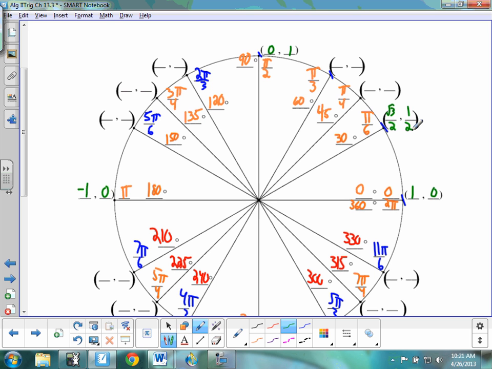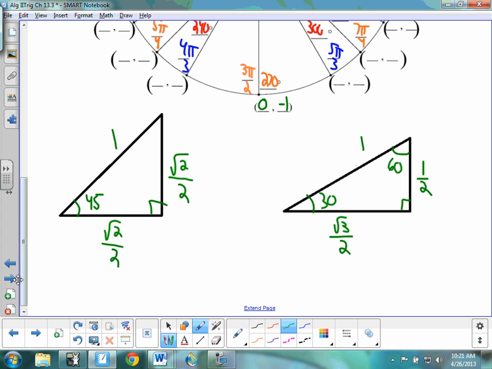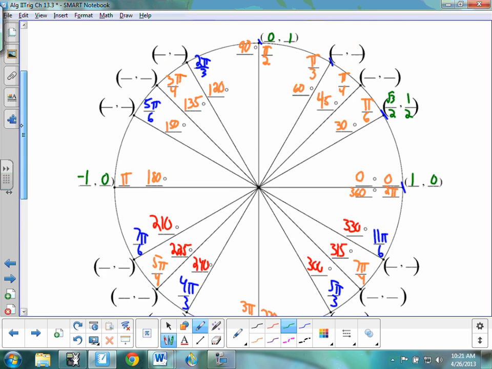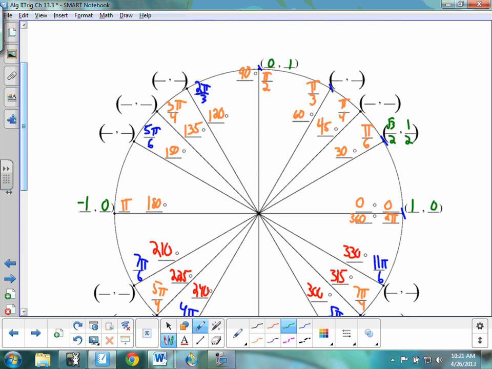What was the side measures for the 30? Is it going to be the same all the way around? Mm-hmm. It follows a pattern. It just goes root 3 over 2, 1 over 2, root 2 over 2, root 2 over 2, and then 1/2, square root of 3 over 2, and just root 2 over 2 again.